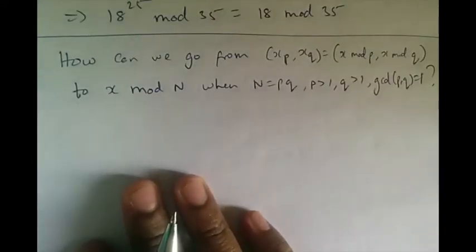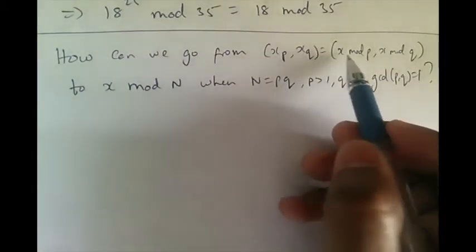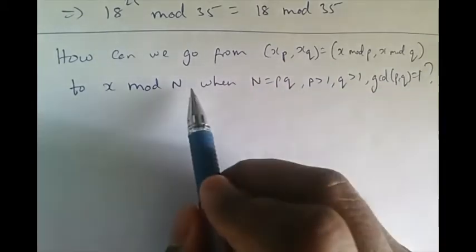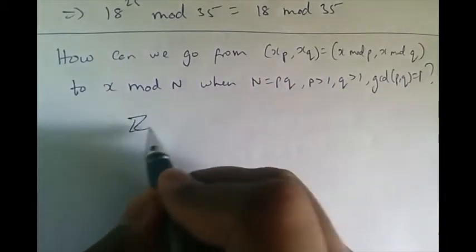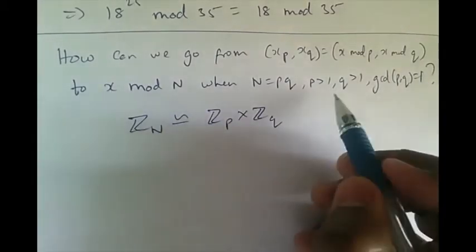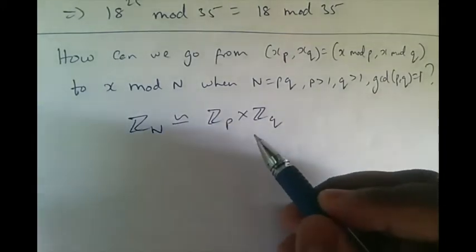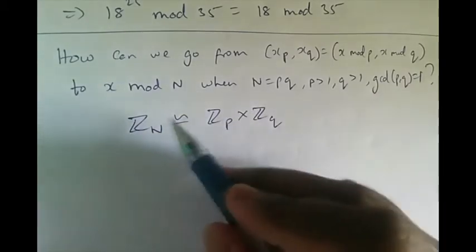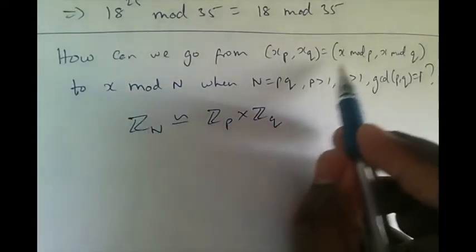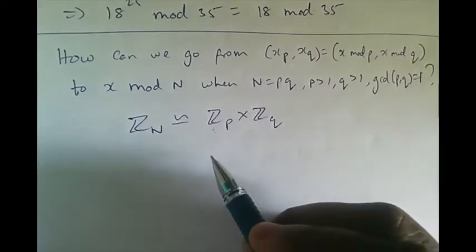So the next question we want to answer is, how can we go from some (xp, xq), which is the result of computing x mod p and x mod q, to x mod n? That is, we know that Zn is isomorphic to Zp cross Zq when the GCD of p and q is 1, n is equal to pq, and p and q are integers greater than 1. So how do I go from an element here to its pre-image in a systematic manner? Because going in this direction is easy. Just give me any x, I'll compute x mod p, x mod q, and give you an element in this. But how do I go in the opposite direction?